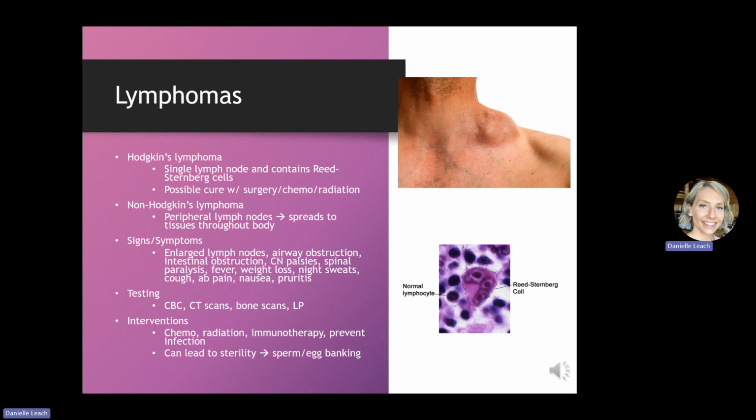Interventions, we can remove the affected lymph nodes. They could have chemotherapy ordered, radiation ordered, immunotherapy, which basically targets specific antibodies on the surface of these lymphoma cells. And then, of course, we want to prevent infection because they are going to be at high risk for infection. This can lead to sterility, more so the interventions. So we could recommend something like sperm or egg banking.